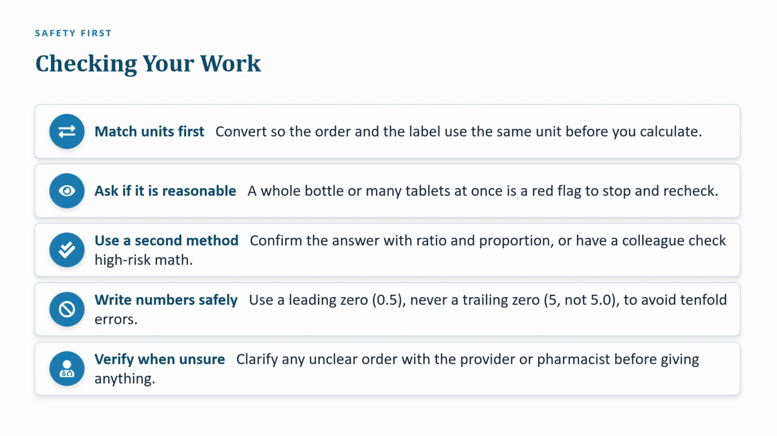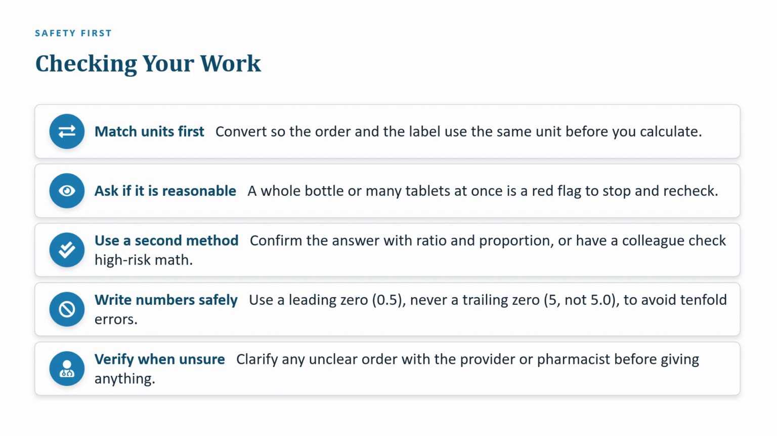We finish with the step that separates a safe practitioner from a risky one, checking your work. A calculation is not done when you get the number. It's done when you have confirmed that the number is safe. Here are 5 habits to build, and they only take a second. First, match units first. Before you calculate anything, make sure the order and the label use the same unit, converting if needed. Most calculation errors trace back to a unit mismatch, so this first step prevents the majority of them.